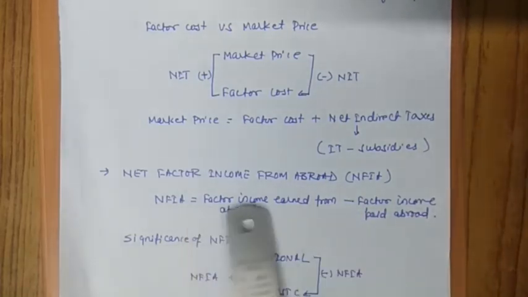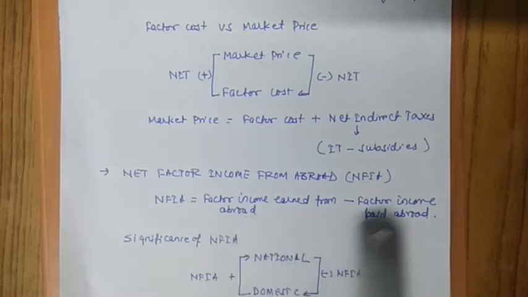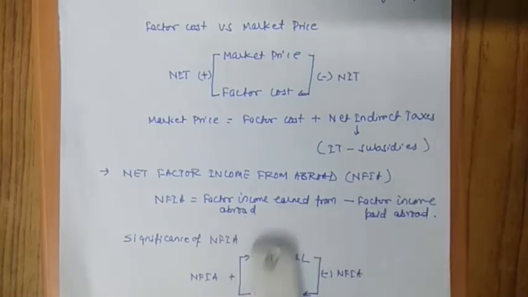What is factor income earned from abroad and what is factor income paid to abroad, I will explain to you just now. Factor income from abroad is the income earned by the normal resident of a country from the rest of the world in the form of wages, salaries, rent, interest, dividend and retained earnings. So all this is earned by a normal resident of a country, and this will be termed as factor income earned from abroad.